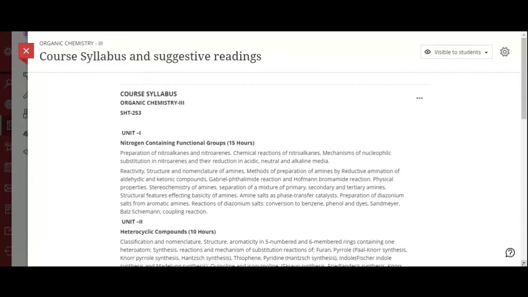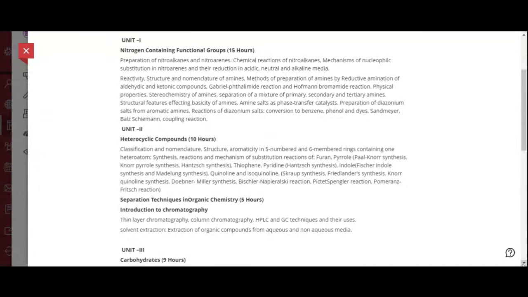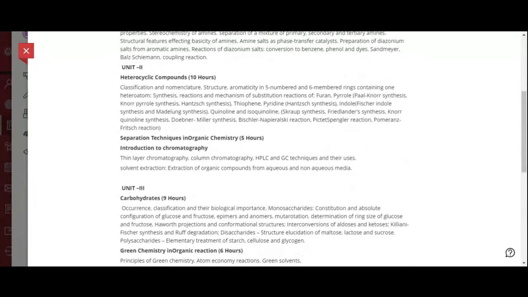Okay, and Unit 2, heterocyclic compounds, in which classification and nomenclature of heterocyclic compounds is there, and their aromaticity, with five-membered or six-membered rings with one heteroatom. Okay, and their synthesis and their chemical reactions. And after that, separation techniques in organic chemistry, in which chromatography and solvent extraction, in which thin layer chromatography, column chromatography, HPLC and GC techniques are used, and in solvent extraction, extraction of organic compounds from aqueous and non-aqueous media.